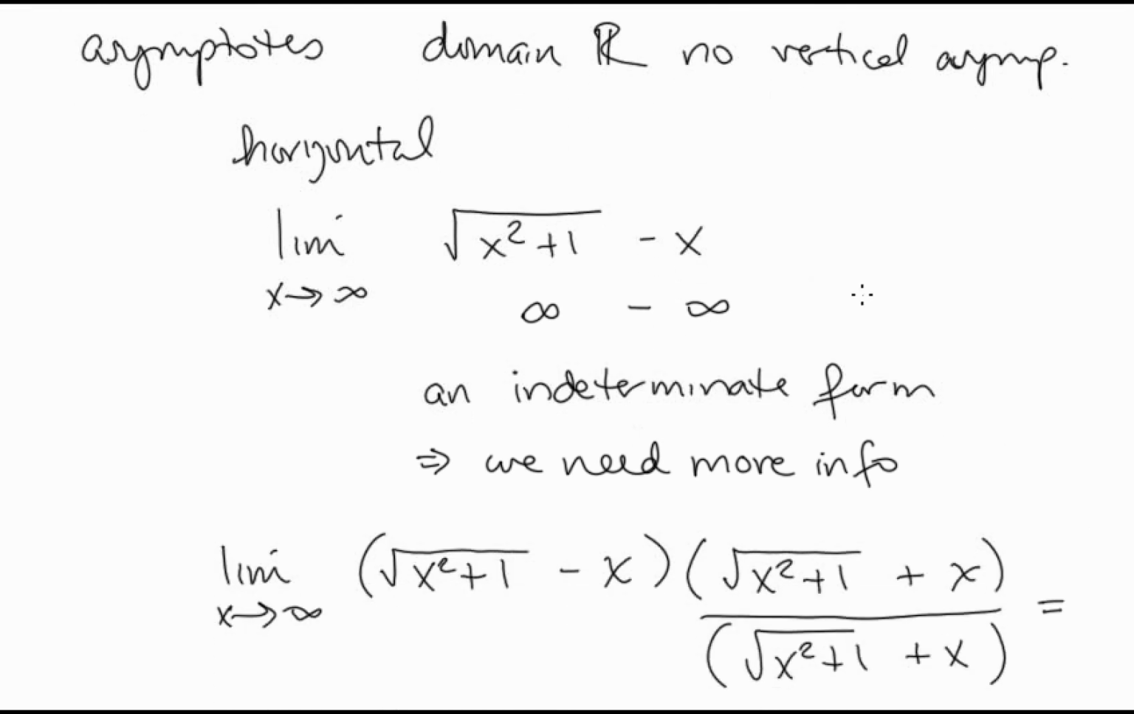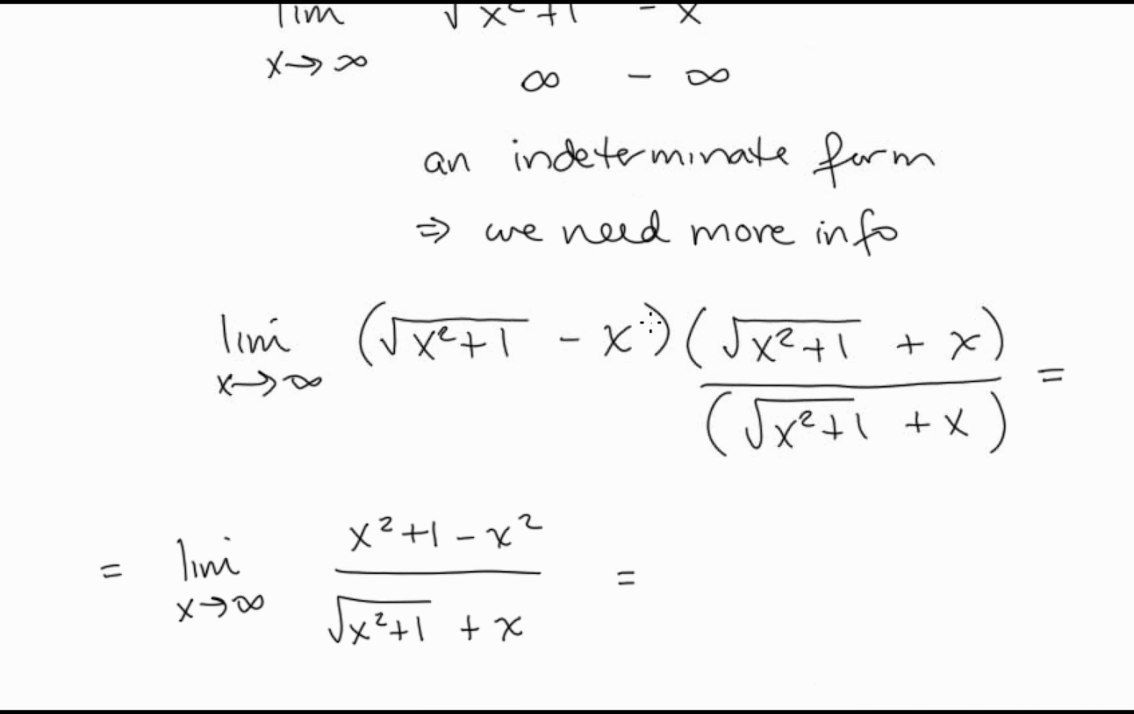But what about horizontal asymptotes? We need to take a look at the function values when x goes to positive and negative infinity. So let's start here with x going to infinity. We notice here that we're going to have infinity minus infinity, which is an indeterminate form. So that means we need more information to compute this limit. So let's rationalize here by multiplying by the conjugate. So our numerator is going to be x squared plus 1 minus x squared. And our denominator now has radical x squared plus 1 plus x.